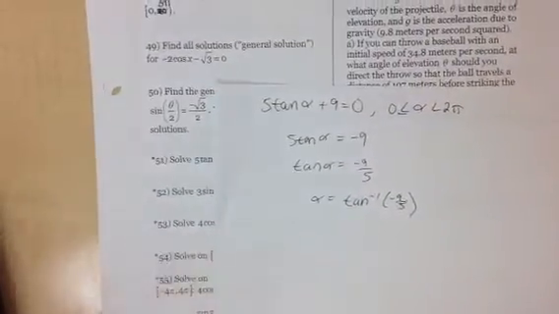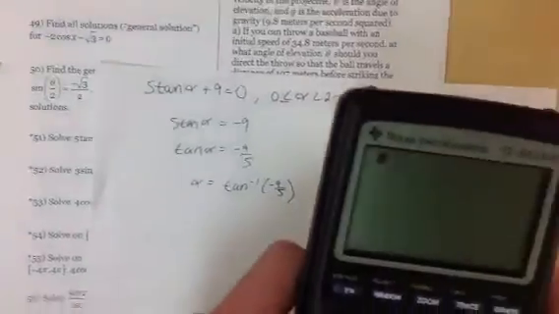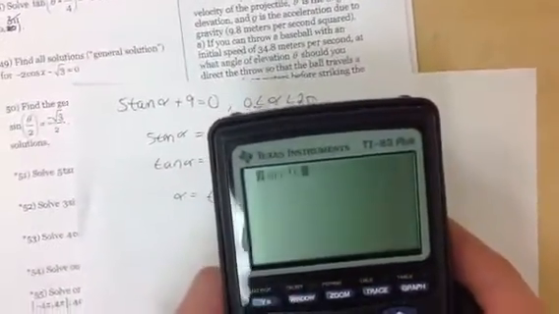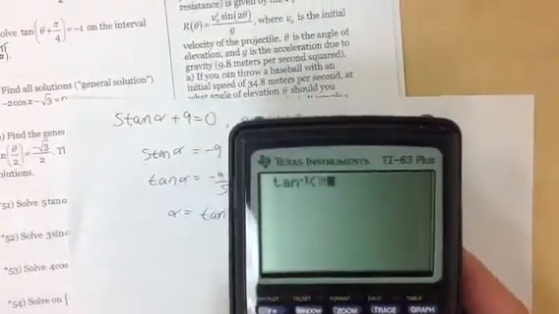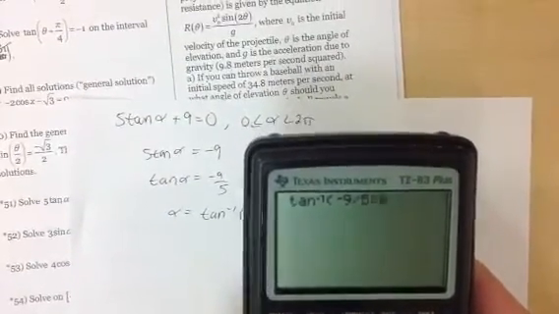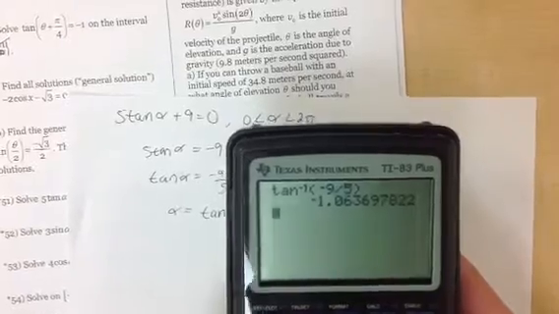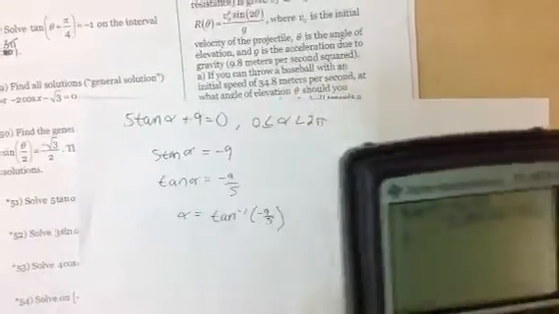From here, we're allowed to use our calculators. So you're going to type in negative tangent, or inverse tangent, of negative 9 over 5. And that gives you negative 1.06.